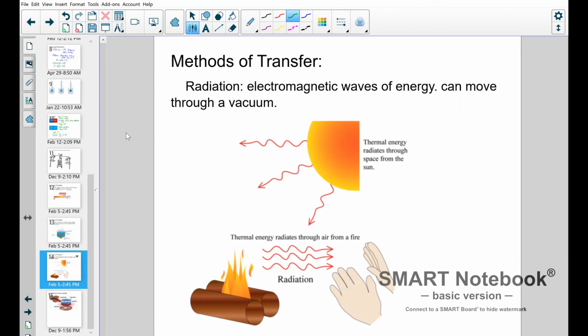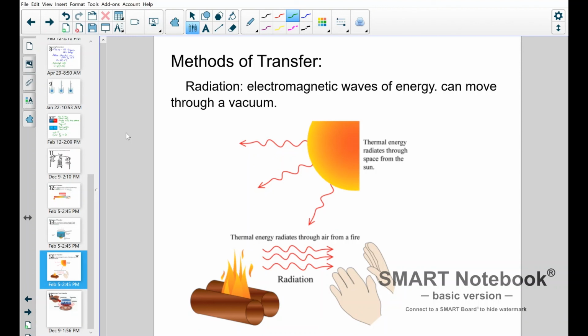The final method is radiation, and this does not have to have anything in contact with each other. Conduction had physical objects in contact. Convection had that bulk movement within a fluid, so it's not really objects in contact, but it is one singular object circulating. Radiation can happen through a vacuum, which is what makes it different. So it's an electromagnetic wave, usually in the infrared spectrum.